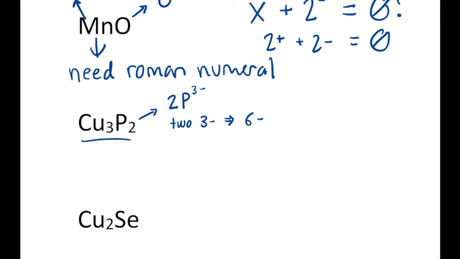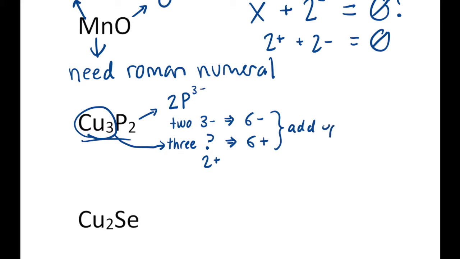So you have to think to yourself, okay, if I have an overall 6- charge, how is 3 of my Cu's going to cancel it out with a positive charge? 3 of them add up to 6+ somehow, because 6+ is going to cancel out 6-. So think about, okay, basic multiplication. 3 times 2 is equal to 6, so it must have a 2+ charge. And remember, we're learning all of this based on the logic that all your charges have to add up to 0. So Cu has to have a 2+ charge.